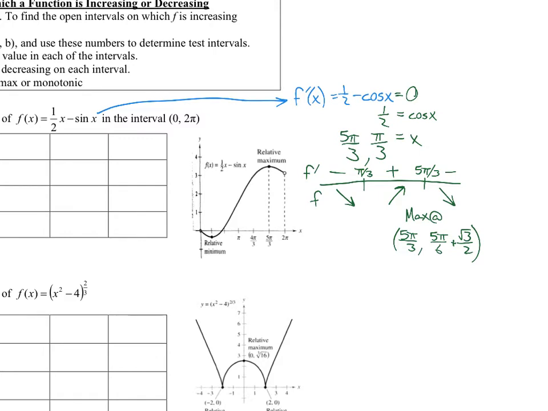If I were to find the minimum value, the minimum is at pi over 3. But that's relative, right? It's a relative min.